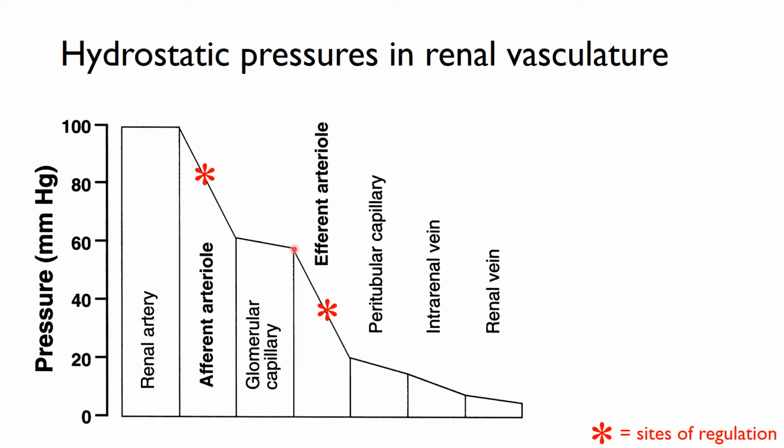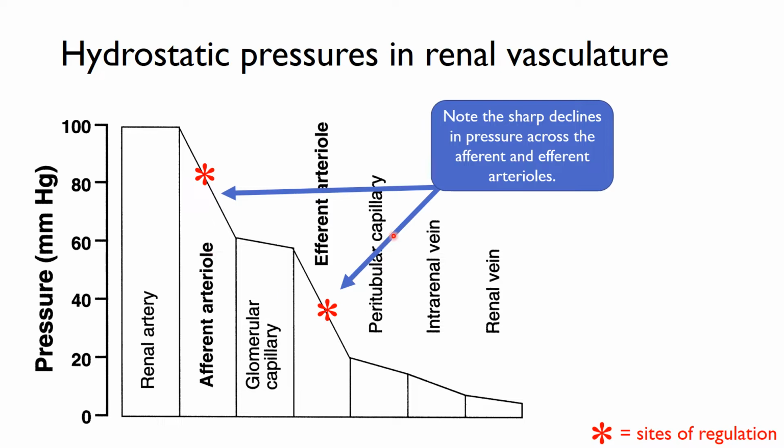But then you have a relatively stagnant yet still high hydrostatic pressure in the glomerular capillaries. It declines again sharply in the efferent arteriole. And then it makes sense that hydrostatic pressure in the peritubular capillaries and then the venous system is much lower compared to the arterial system. Now you'll notice that we have two good sites of physiological regulation of hydrostatic pressure, and they are at the level of the afferent arteriole and the efferent arteriole. And you notice that there are big sharp declines in hydrostatic pressures here.